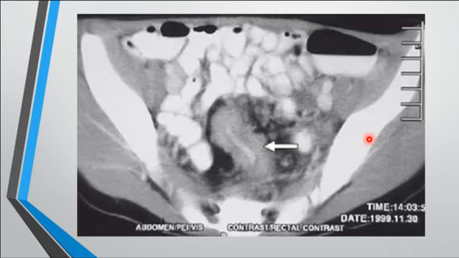Okay, there is a diffuse concentric wall thickening involving the sigmoid, rectosigmoid. What else? You can see this rounded thing here. What's this? This is a lymph node, an adjacent lymph node, with diffuse wall thickening of the rectosigmoid.